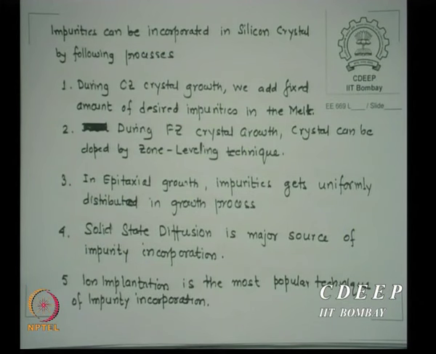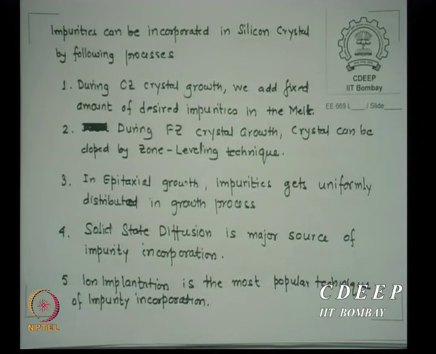What is important in crystal growth? The doping is fixed or at least uniform. Okay, I won't say fixed. Of course, the number can be decided by the amount of impurities you add, and in case of zone leveling, how many passes you give and what is the initial concentration in the crystal you start with.